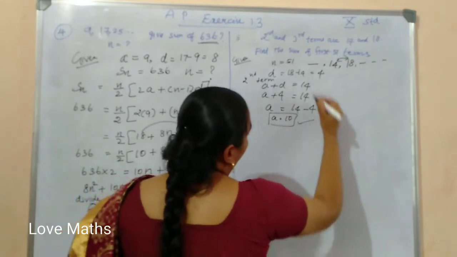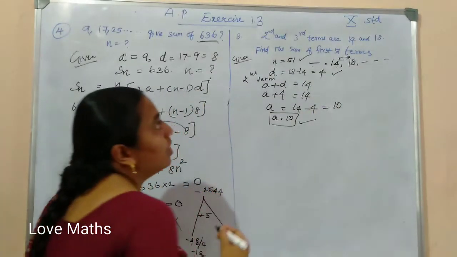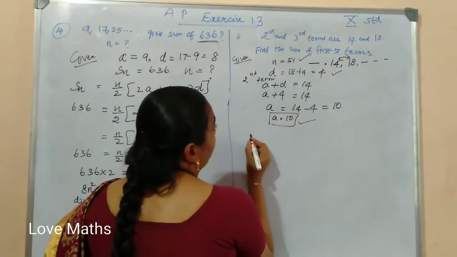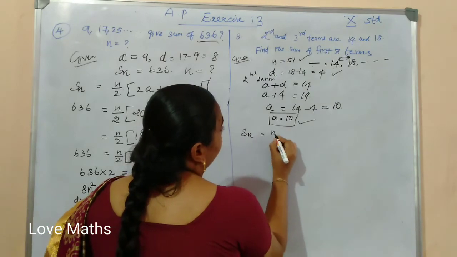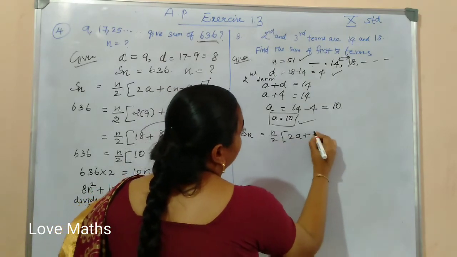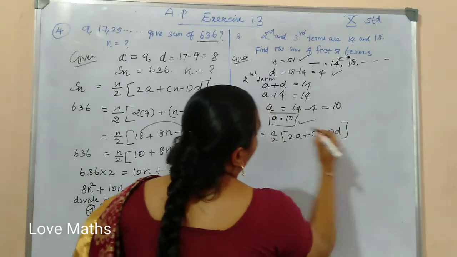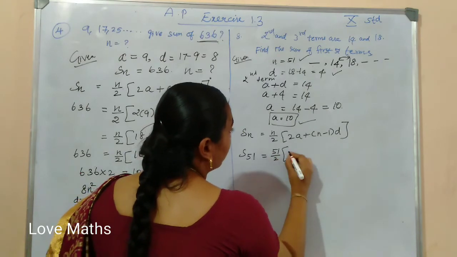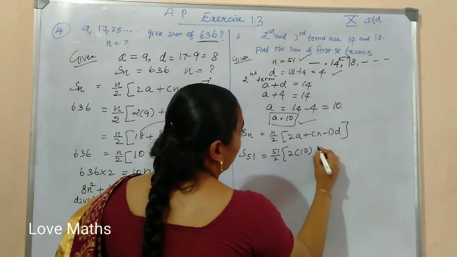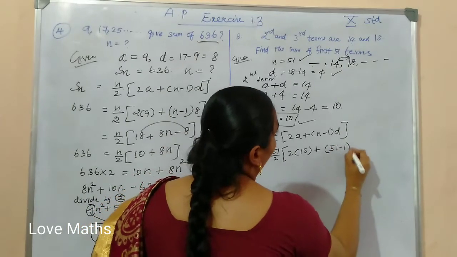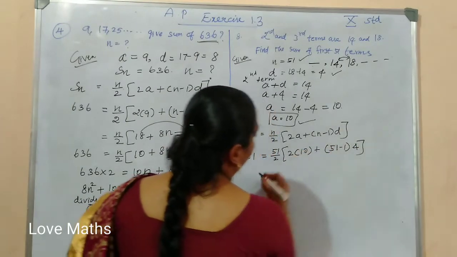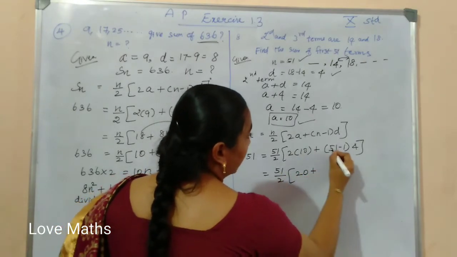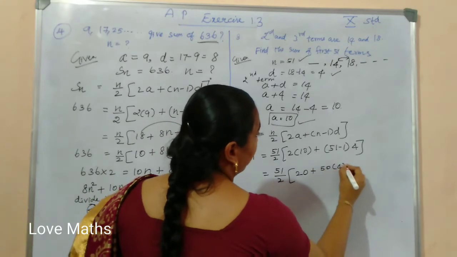Now I found the A value, n value, D value. We have to find the sum of first 51 terms. So you just write Sn is n by 2 into 2a plus n minus 1 into d. So S51 is 51 by 2 into, 2 into a is 10, so 20, plus 51 minus 1, that is 50, into D, which is 4.